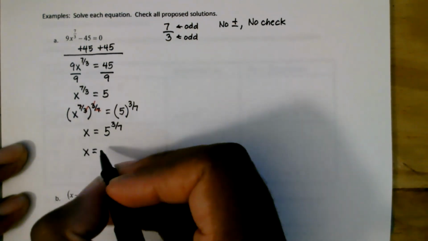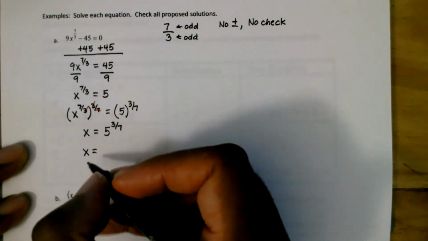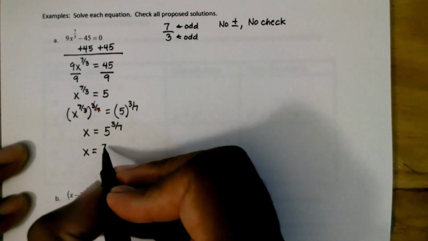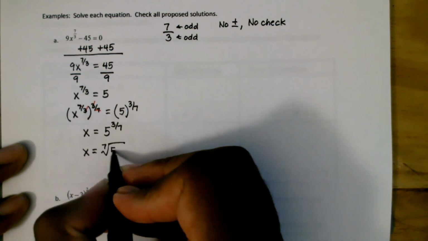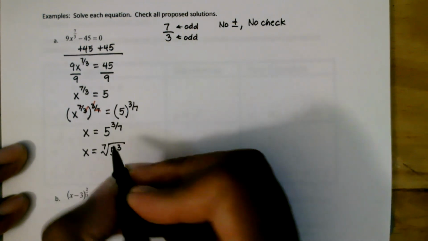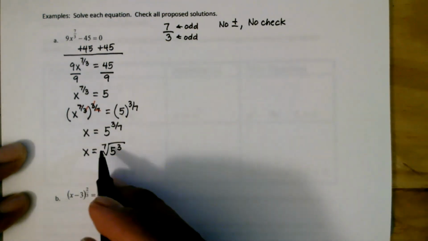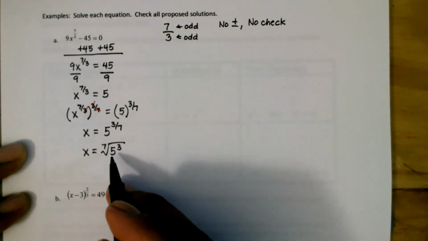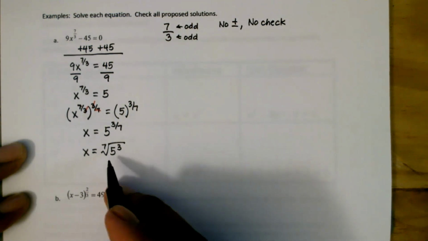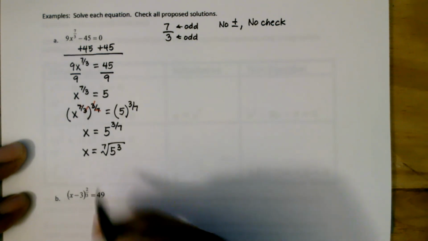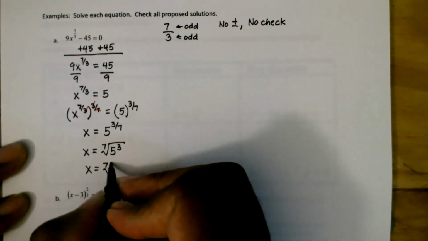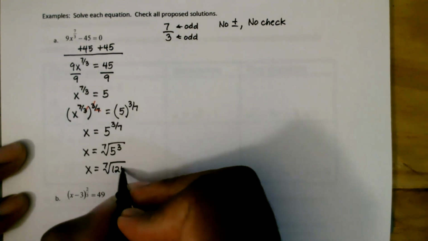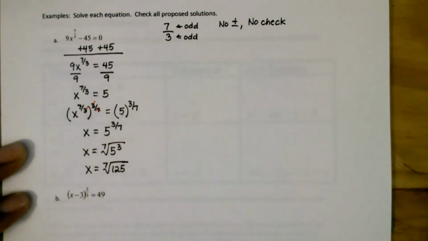And if we were to write that in radical form, that 7 would be your index. And then the 5 would go inside the radical. The 3 would be your exponent for the 5. So it would be the 7th root of 5 to the 3rd. And I think 5 to the 3rd is 5 times 5 times 5, which is 125. So it'd be x is equal to the 7th root of 125.